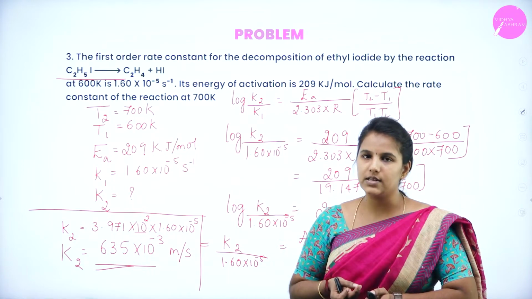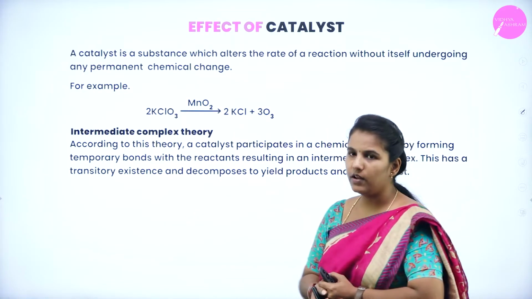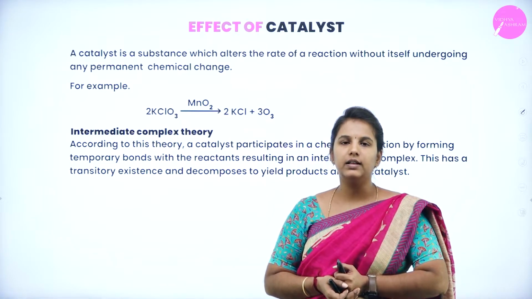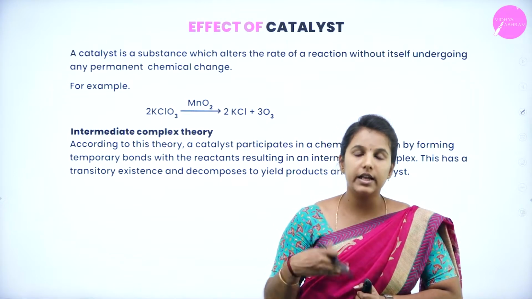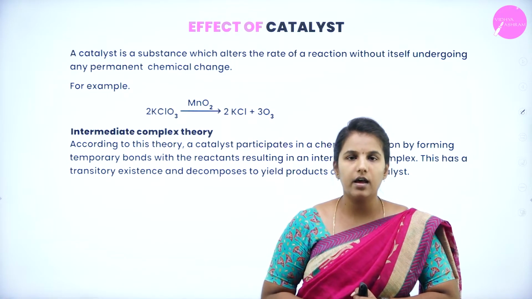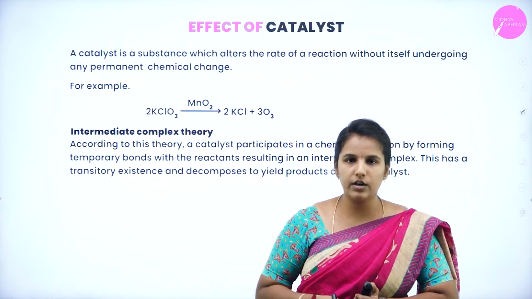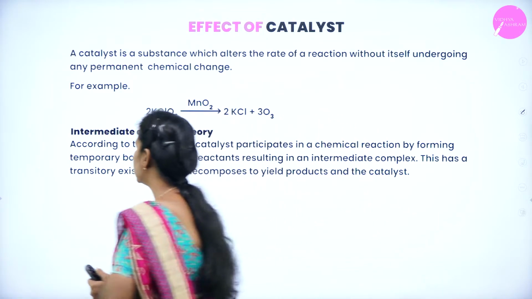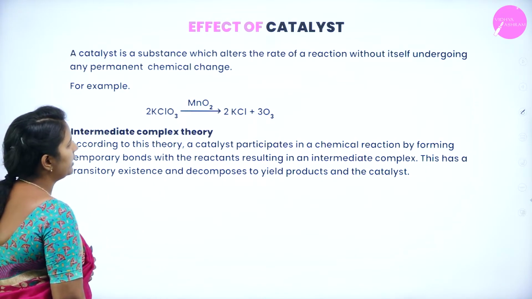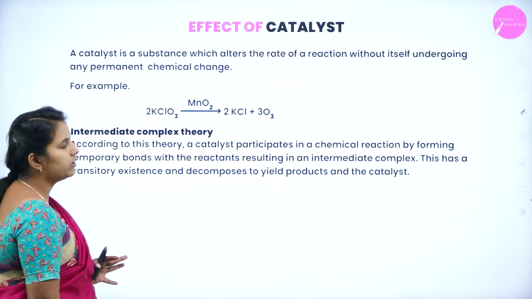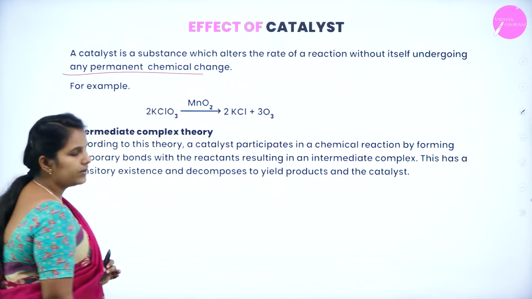Now let us understand what is the action of catalyst, that is the effect of catalyst. We always know that the catalyst which we are using in chemistry either increases or decreases the rate of the reaction, or we can say that it always alters the rate of the reaction. Let's see how it alters. The catalysts are the substances which alter the rate of the reaction without themselves undergoing any permanent chemical change.